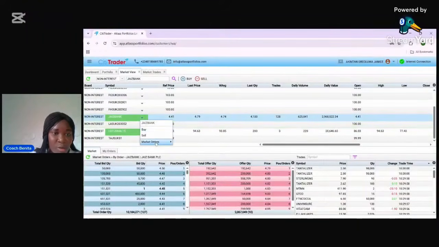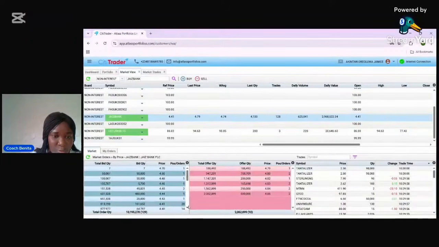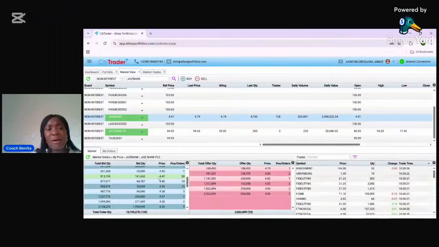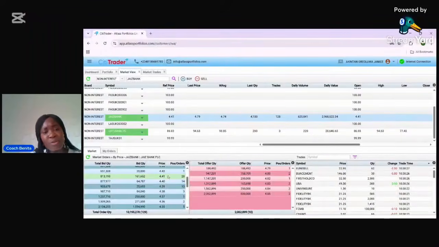Let's come back. Come to market order. Let's show by price. So look at the number of people that placed the bid at 4 naira 41 kobo. 28 people, totaling 161,652 units. So that means if I want to place a bid at 4 naira 41 kobo, I'll be the 29th person. If all those people don't get sold to, I will not also be sold to.